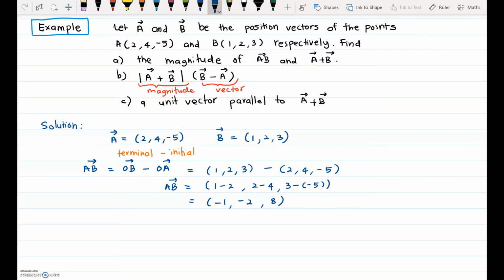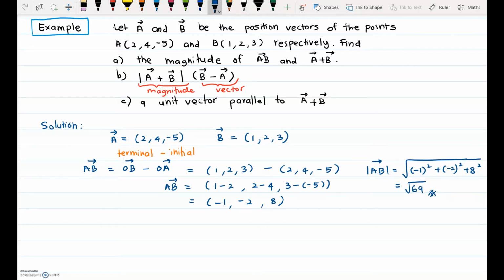Next we want to find the magnitude of AB. So what will be the formula? The magnitude of AB is the square root of x, which is -1 squared, plus -2 squared, plus 8 squared. If you calculate, you will get the answer square root of 69.